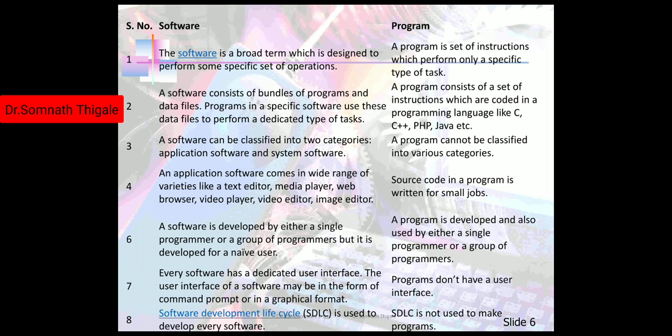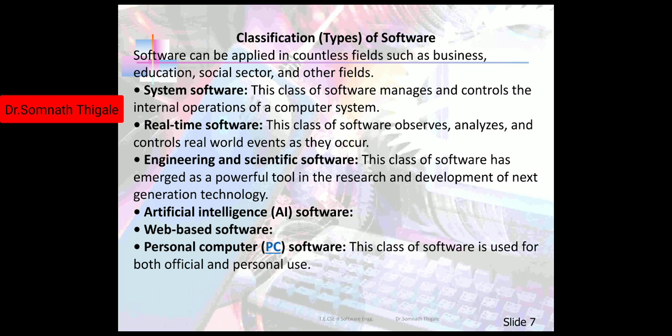So what are the different types of software? Precisely, software comes in different types, like system software. This class of software manages and controls the internal operations of the computer system. Examples are Windows and Linux. Operating system related things are known as system software. Second is real-time software, the class of software which observes, analyzes and controls real-world events as they occur.